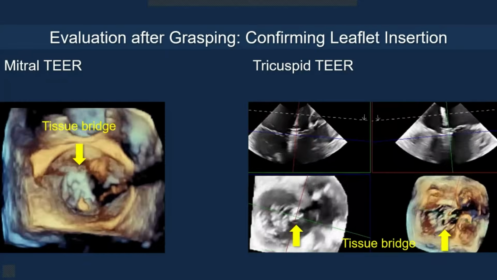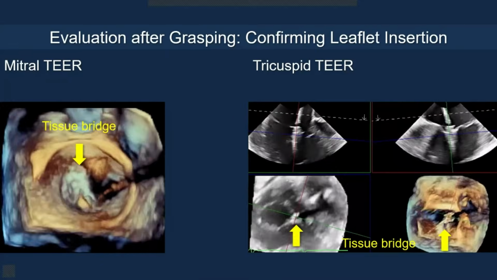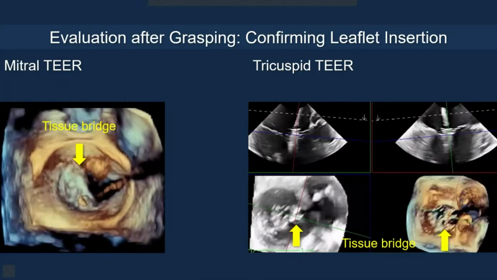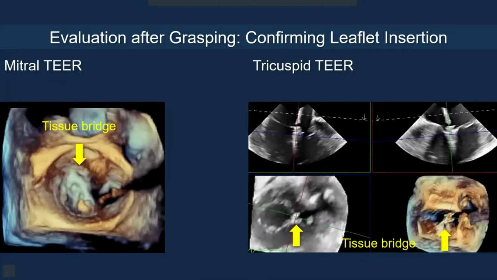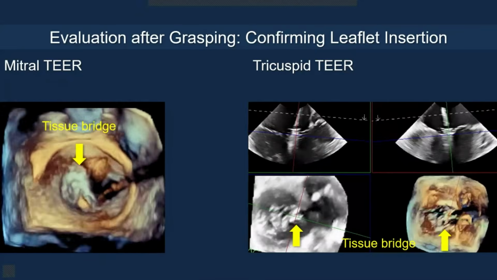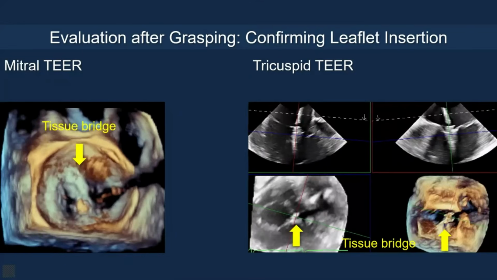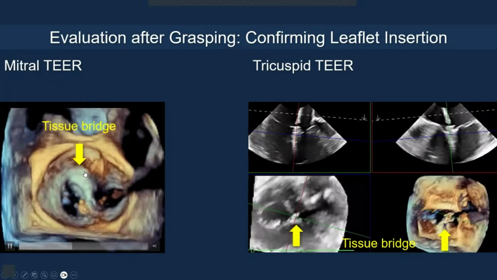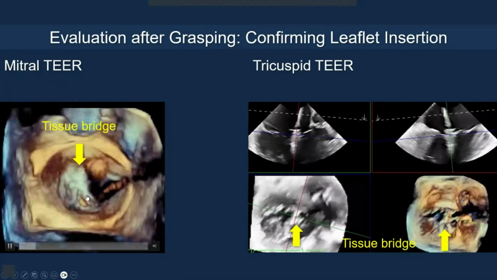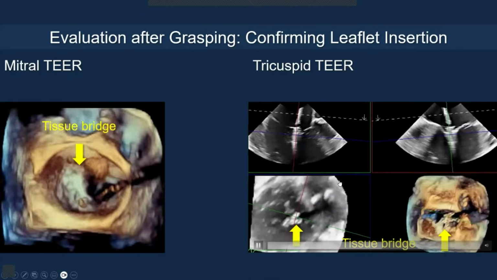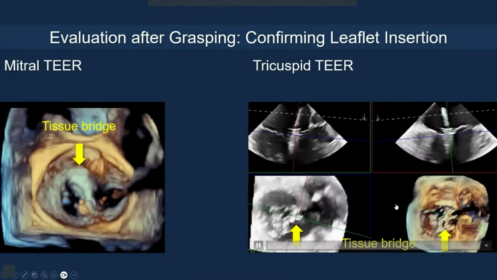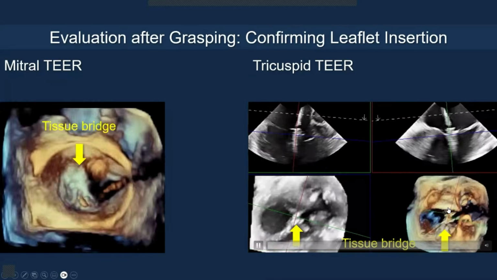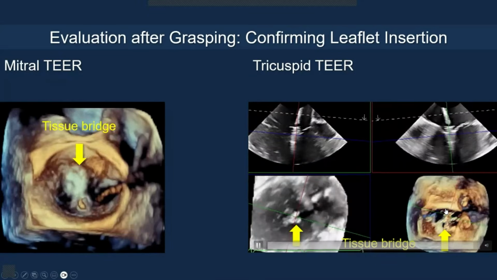But in tricuspid TEER, the leaflet measurement may be less reliable because the tricuspid leaflet can stretch, and so it affects the calculation. Then you go to a 3D en face MPL view to see the tissue bridge. You can see that here in the mitral valve with the anterior versus posterior leaflet. And in the tricuspid valve, you can do the transgastric short axis view, or you can do it on the 3D MPL or en face view if you can get a good image.